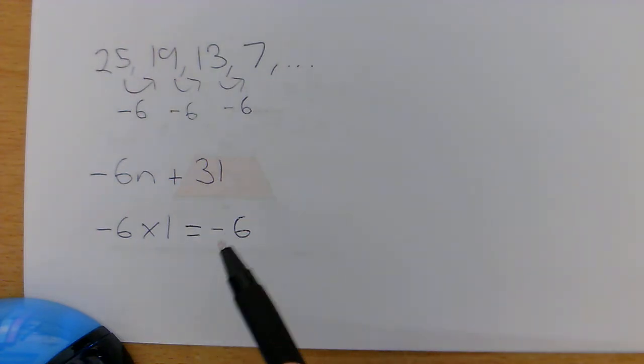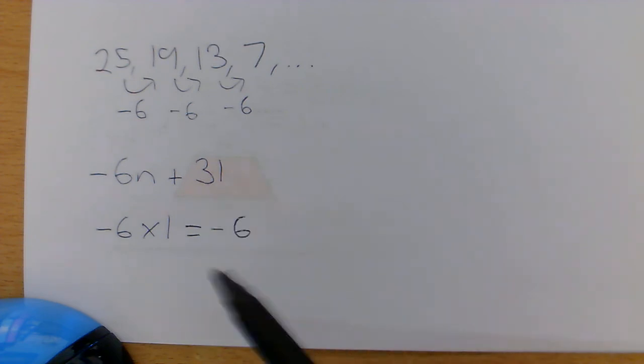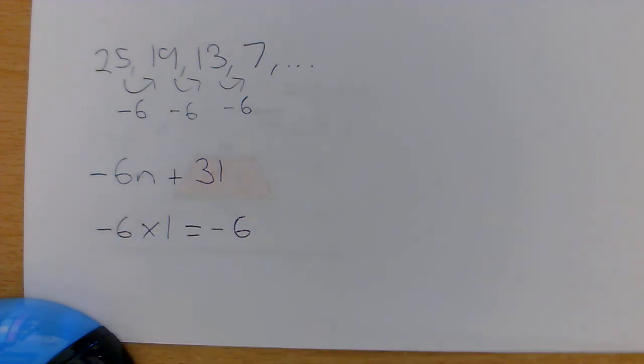31. So we start off at minus 6. We need to add 6 on to get up to 0, gives us 25 left. We have to add on that extra 25 to get up to 25. So our nth term for this one here is minus 6n plus 31.